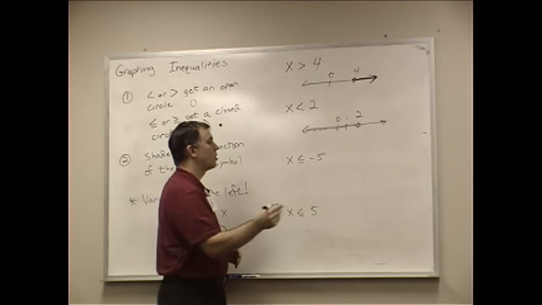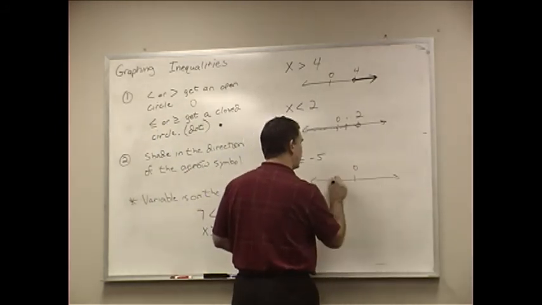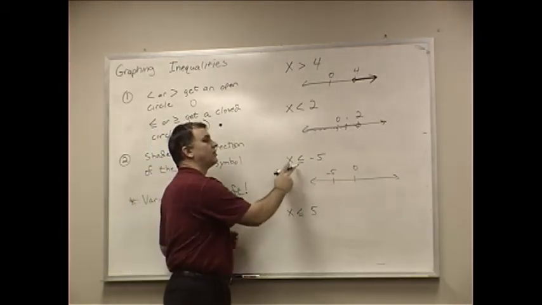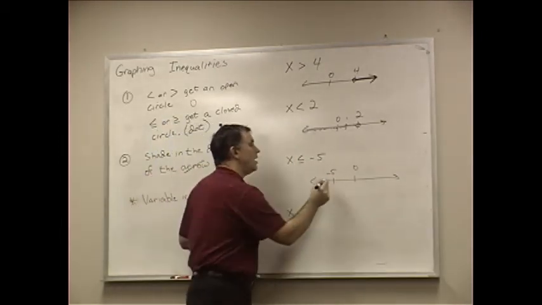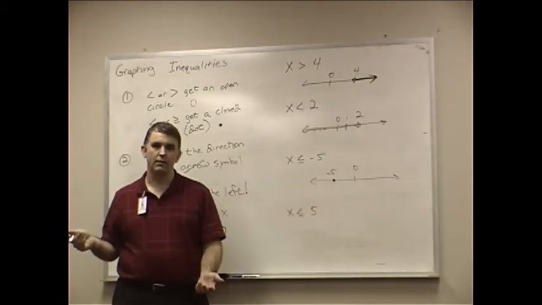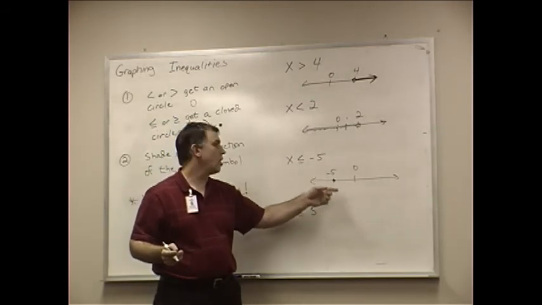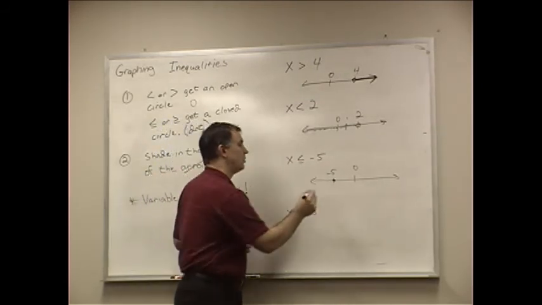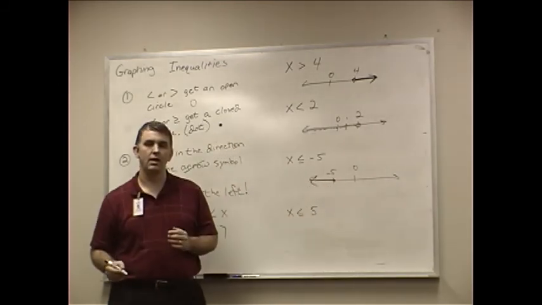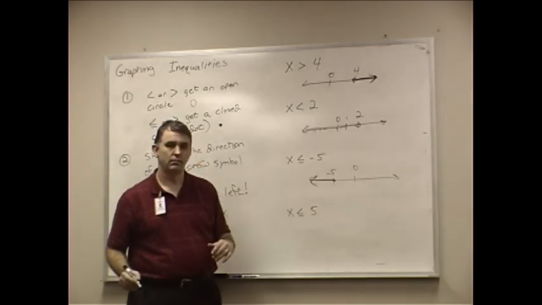If you look at the third one, here's 0 and -5. It's less than or equal to. x is less than or equal to -5. Because of the equal to, we want to put a dot. We want to show that -5 is included. And then we shade to the left. You always shade from the number that is listed.